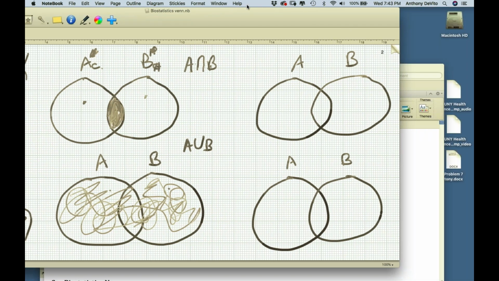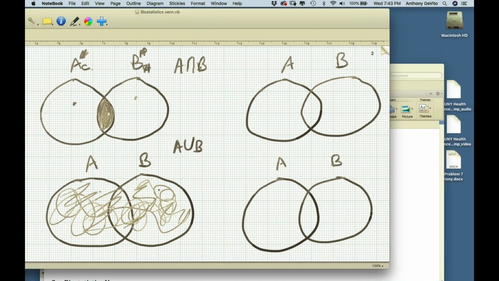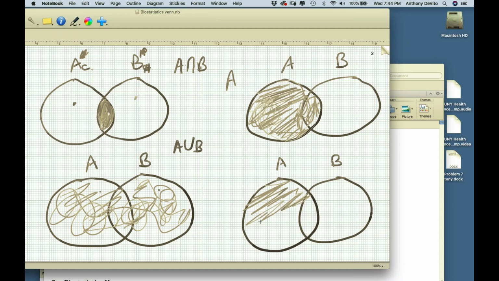Okay, so we see. How about if I ask you what this means? That would just be A, right? That'd just simply be A. It's irrelevant whether they have B or not because they would be included as people who have A. Well, how about this? What would this mean?